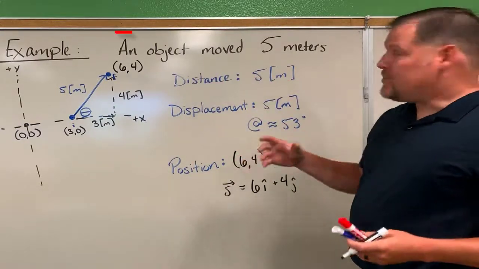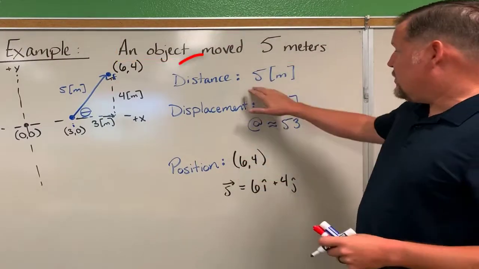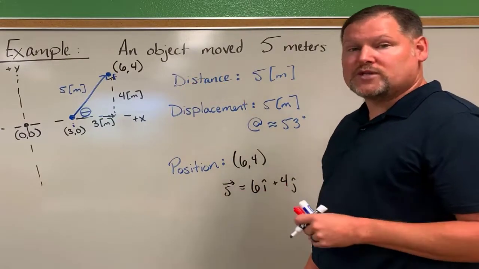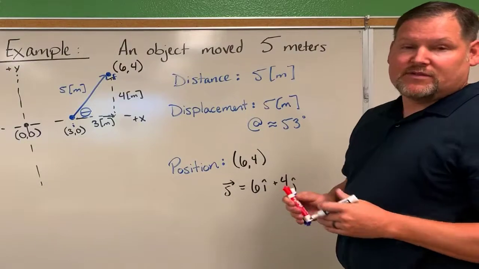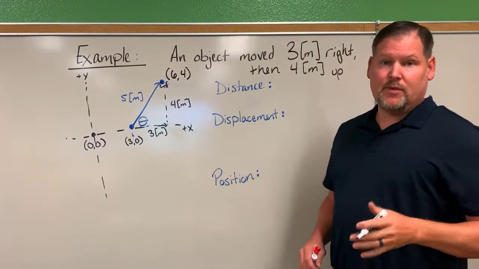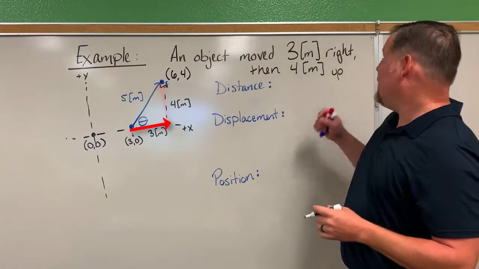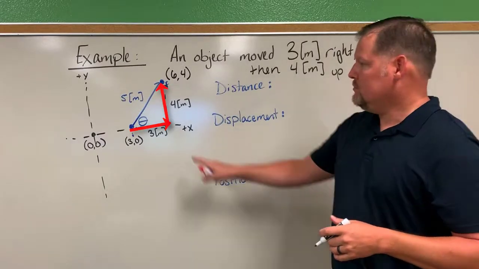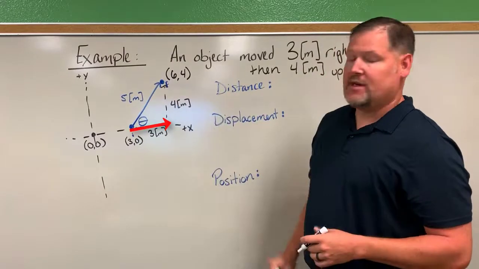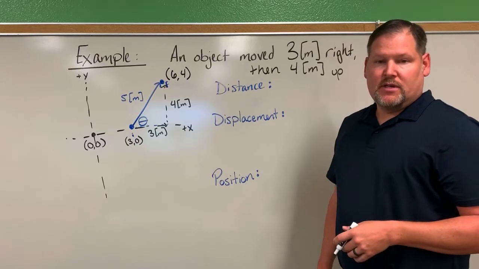So starting with something simple, an object just moving 5 meters, we have some differences. We could talk about distance, we could talk about displacement, we talk about position. Depending on what the question might be, you have a variety of different answers possible. In this next example, let's suppose we knew an object moved 3 meters to the right and then it moved 4 meters up. I haven't really changed a whole lot here except saying it did this motion first, followed by this other motion.